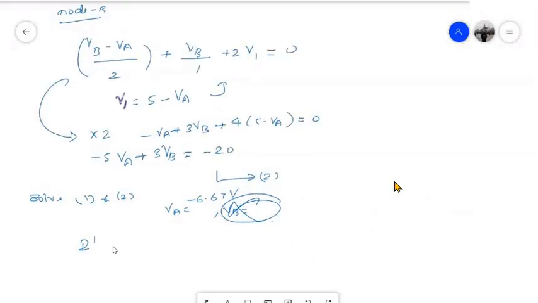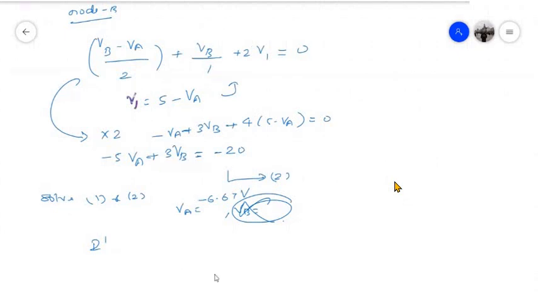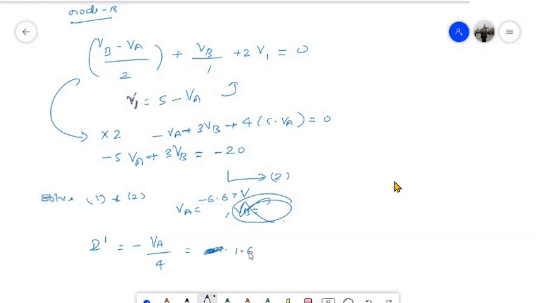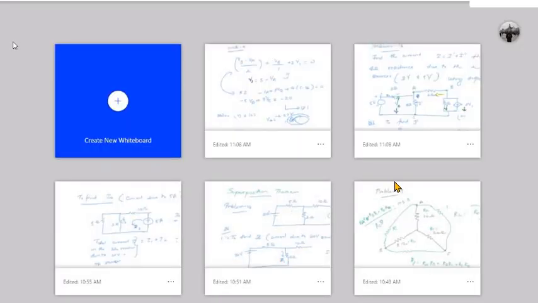So I dash will be nothing but minus of VA divided by 4. So we'll be getting approximately 1.67 ampere. So this will be I dash. So this is only part of our answer, but not the complete answer. Now we need to again analyze the second circuit if you want to find I double dash.